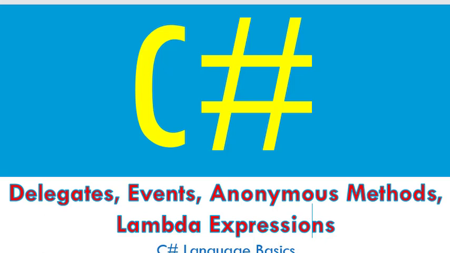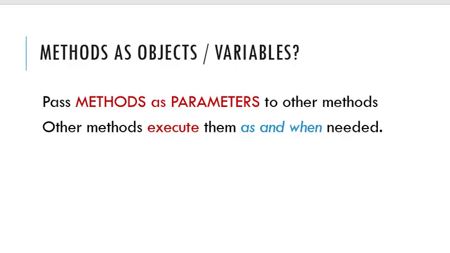Delegates are used to implement some important concepts in C# programming, like callback methods, event handlers, anonymous methods, and lambda expressions. Therefore, it is very important to understand delegates. In some programming scenarios, we need the ability to pass methods as parameters to other methods, and the other methods execute them as and when needed. This point is very important to understand delegates.